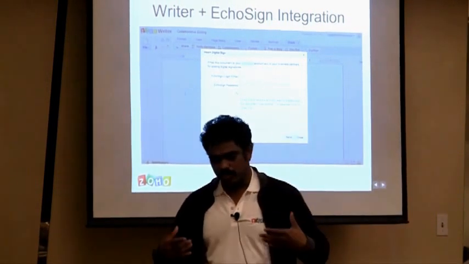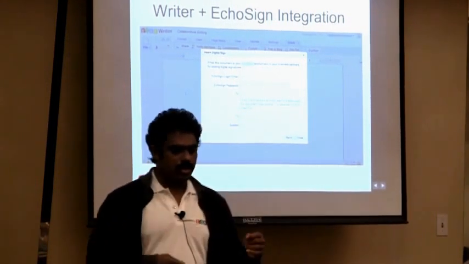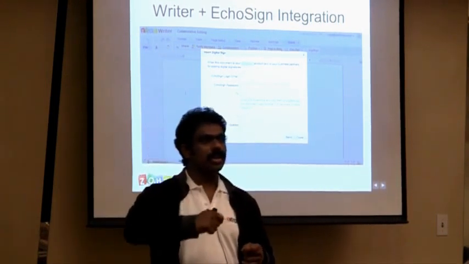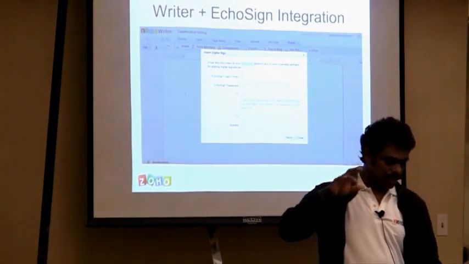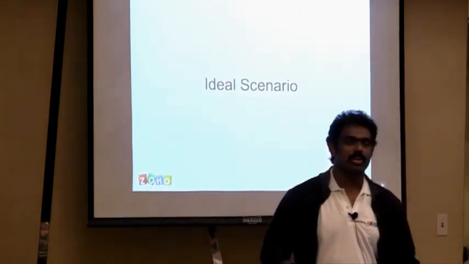Another example is EchoSign. We have a word processor, and let's say you want to sign an agreement with the customer. Without leaving the word processor, you can just sign an agreement for a partnership with EchoSign. So these are the contextual integrations that we are talking about.